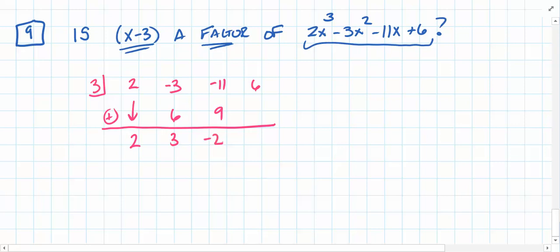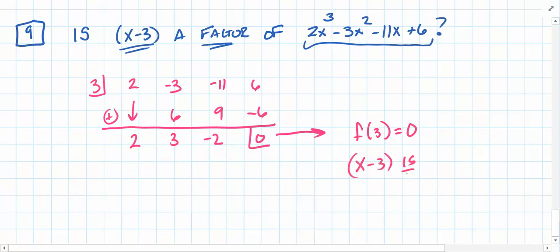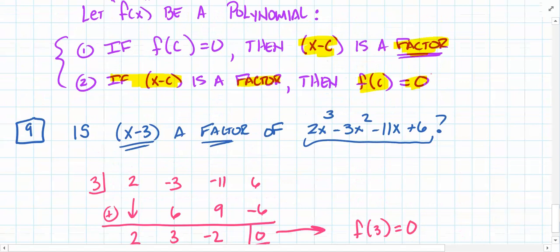So because I have a 0 down here, right, here's what I know. I know that f of 3 is equal to 0. Well, that implies that x minus 3 is a factor. And that's exactly what the factor theorem is stating up here, right? Then f of c is 0 and x minus c is a factor. Let me give you another example.